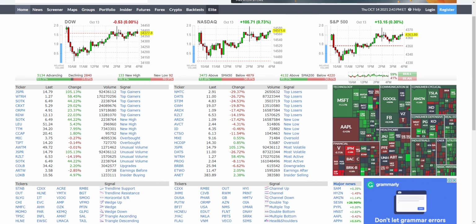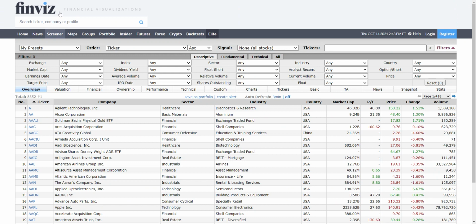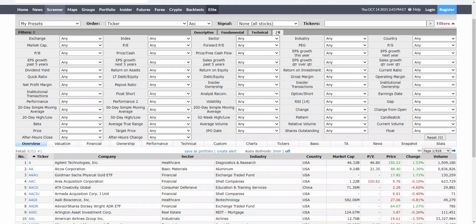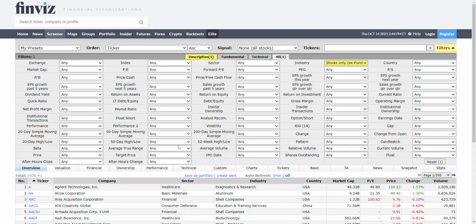So what you want to do, when you're on finviz.com, is go ahead and click on screener. After that, you're going to be sent to this site right here. Then I just click on all, so you have a pretty window with all the filters that we can use. The first thing I'm going to filter is that I'm only looking for stocks. So bam, just like that.